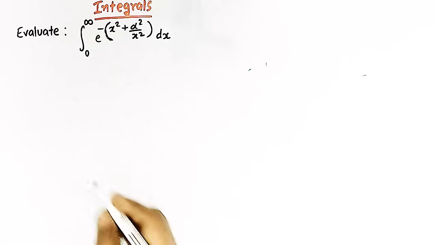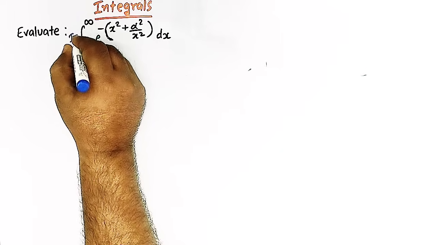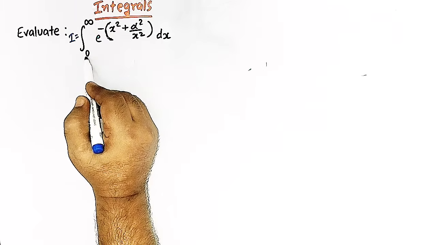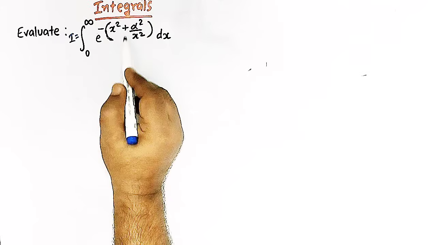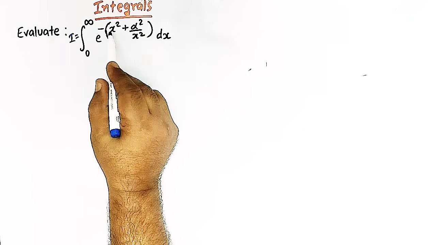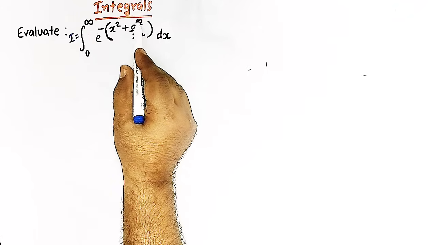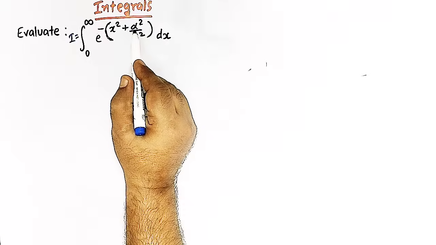So let us first take this integral as I, right? So here we have this integral that is from 0 to infinity, and the integrand is e raised to minus (x square plus alpha square over x square), and here alpha is a parameter, right?